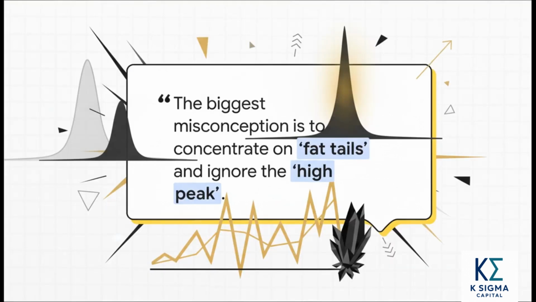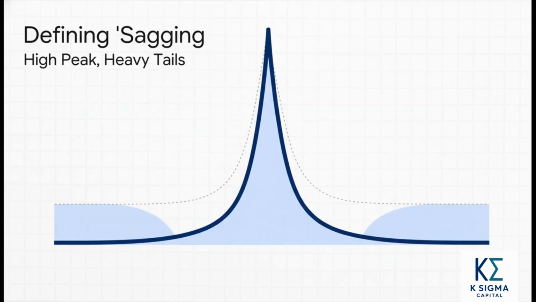And this is a really key point from Harold DeBoer at TransTrend. He points out that the biggest mistake people make is focusing only on the fat tails. But high kurtosis is a package deal. It also means you get a much higher, sharper peak right in the middle. I love this analogy. It's less about fat tails and more about sagging shoulders.